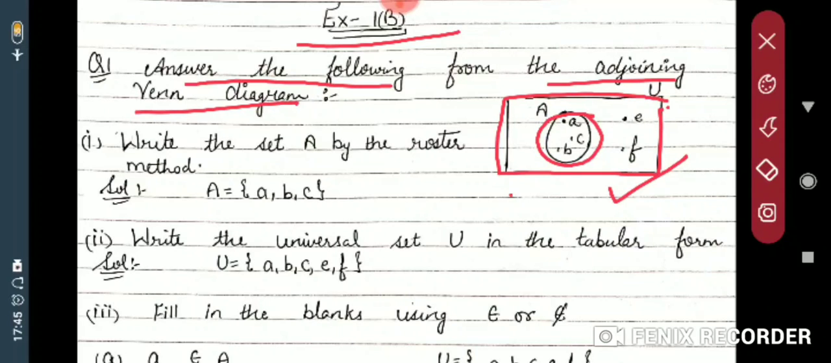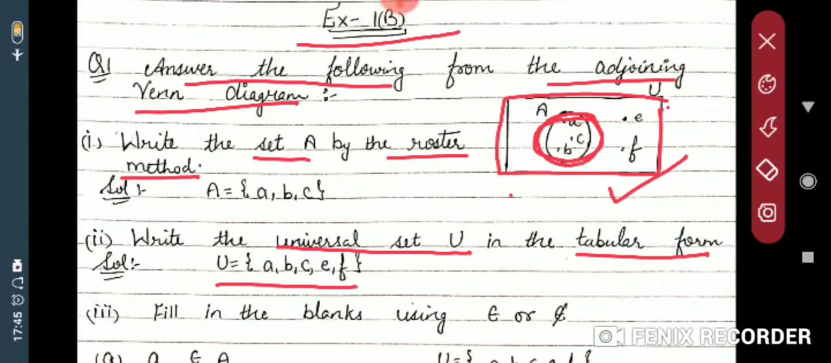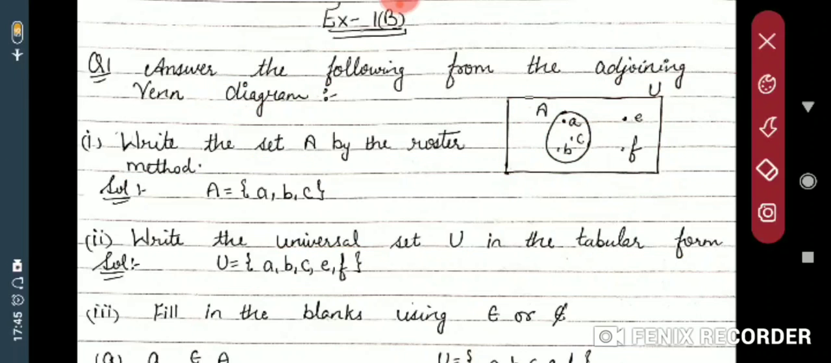The first question is, write the set A by the roster method. What is the set A? Elements of set A are A, B and C, because inside this A, only 3 elements are there: A, B and C. Next question, write the universal set U in tabular form. In which form do you have to write? Tabular form. Universal set contains all the elements, that means A, B, C, E, F.